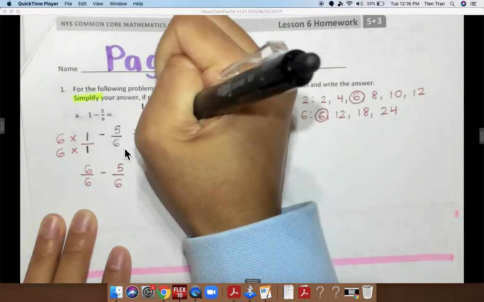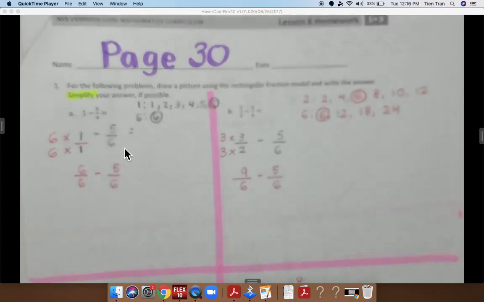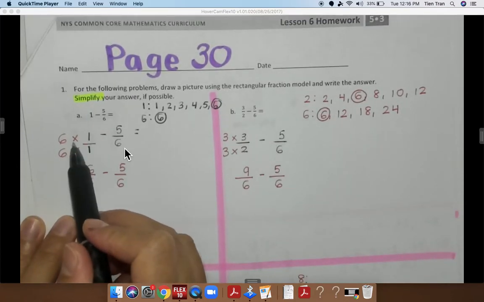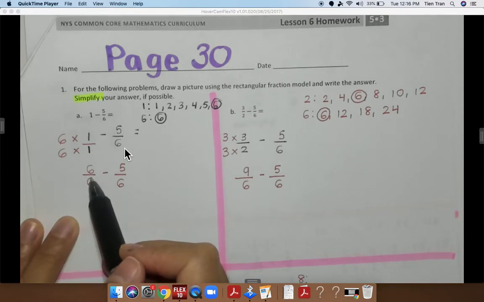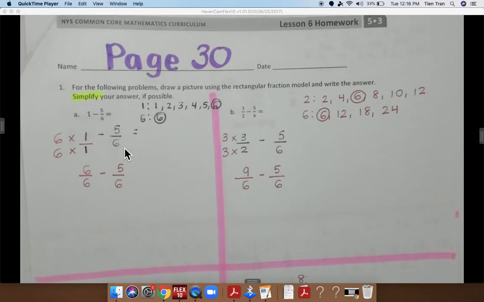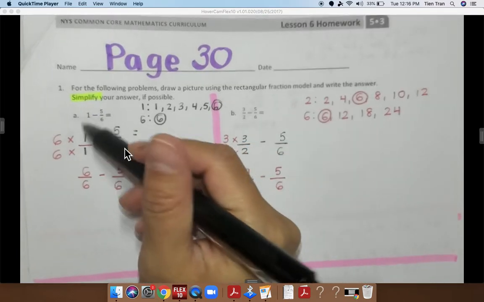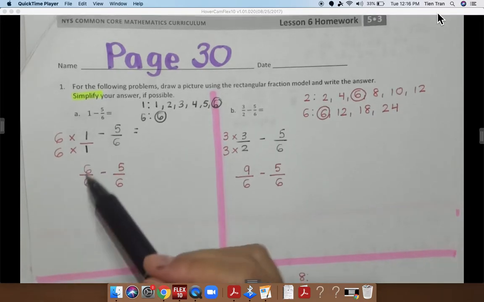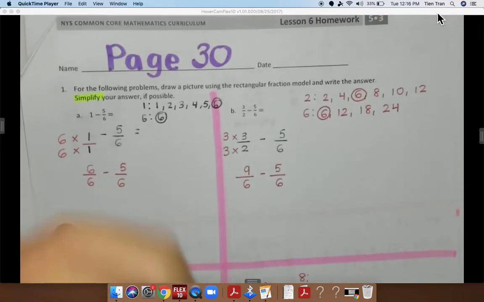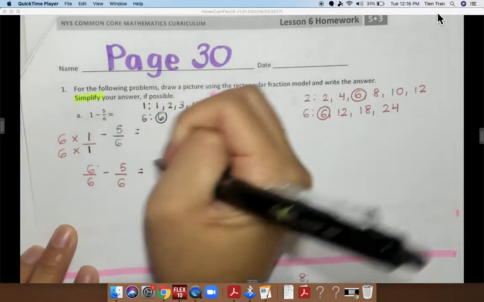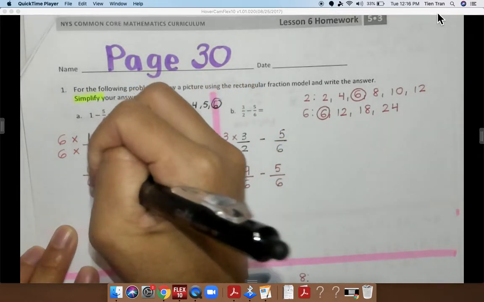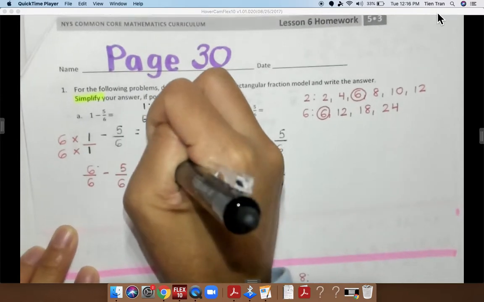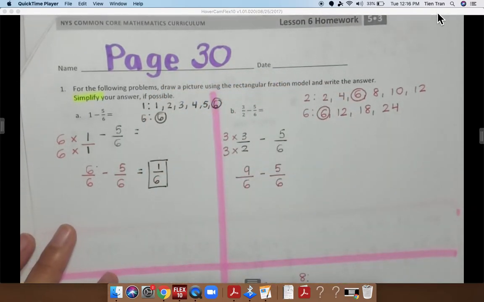And notice that 6 is a multiple that both can use. So I multiplied 1 times 6 and 1 times 6, which is equal to 6 over 6. And remember, 6 divided by 6 is still equal to 1, so they're equivalent. The only difference is that I needed to find a common denominator in order to subtract. So 6 minus 5 is equal to 1, and 6 stays the same as my denominator. So my final answer is equal to 1/6.